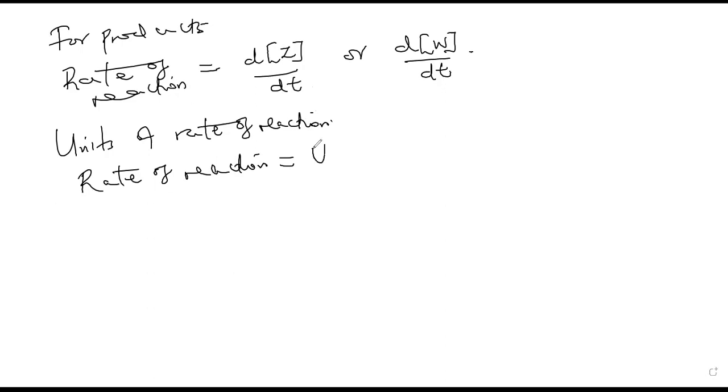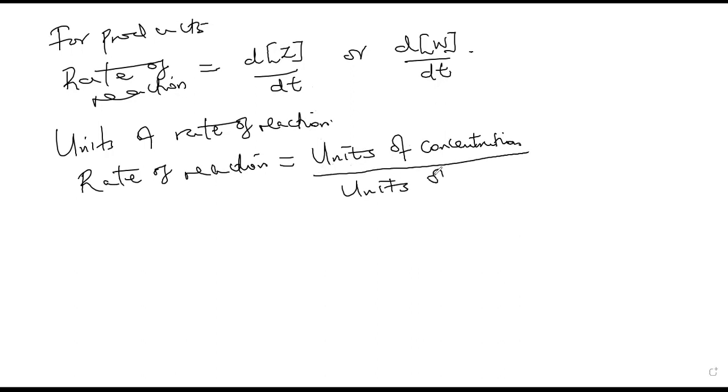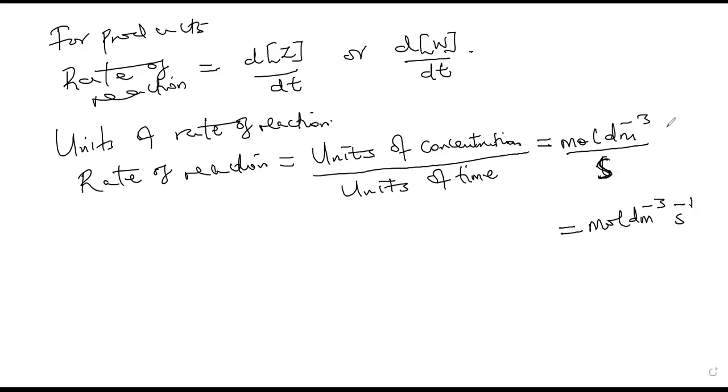So one can say we are considering those units of concentration. It can be given in grams per liter, it can be given in moles per liter, it can be given in moles per decimeter cubed over units of time, depending on what units you are having. So for example, if units of concentration is moles per decimeter cubed, and the units of time are seconds, here the units can end up becoming moles per decimeter cubed per second when the S moves up.